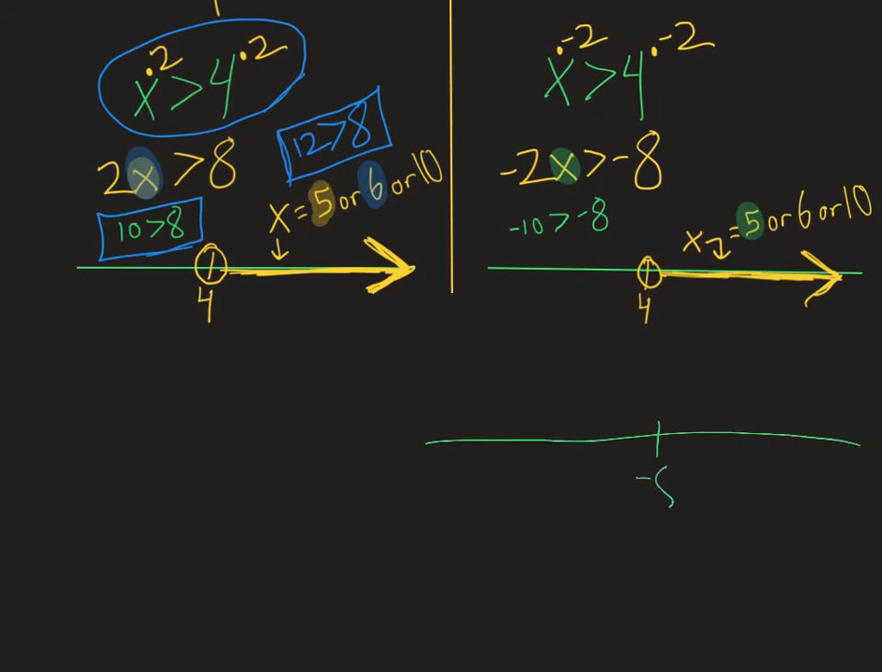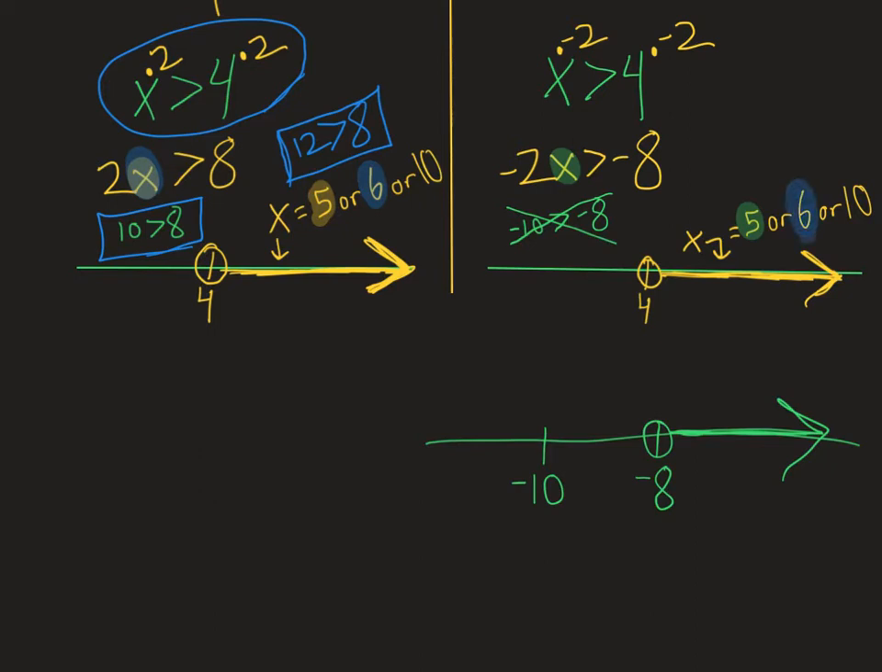If I put negative 8 here, negative 10 is farther out on the negative side of the number line. Is negative 10 greater than negative 8? This is the greater than area of negative 8. No, it's not. That was weird. It didn't work. Our solution didn't work. Let's try another one. Maybe I just did the math wrong.